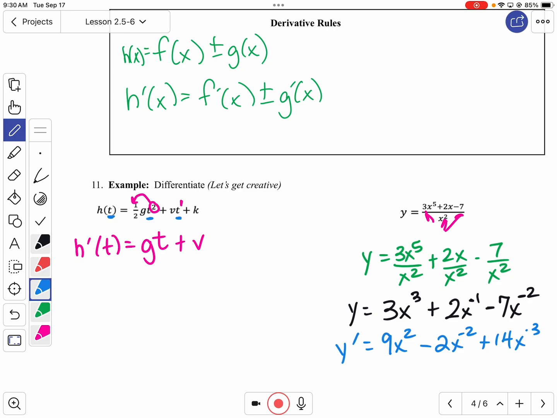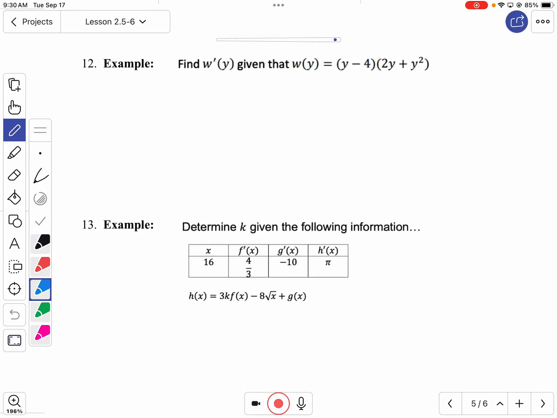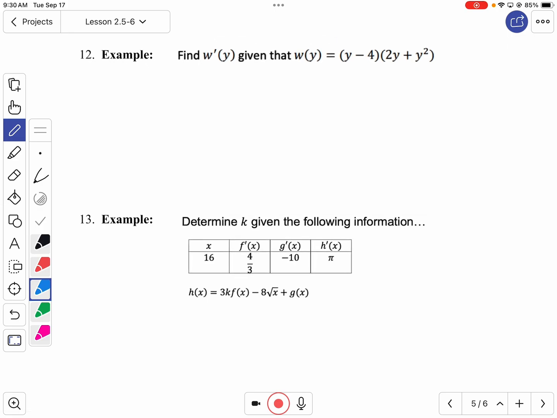Okay, let's do one more creative one. I like the creative ones. Because I'm pulling out some AP ones. I know. All day. Barely even been a day.